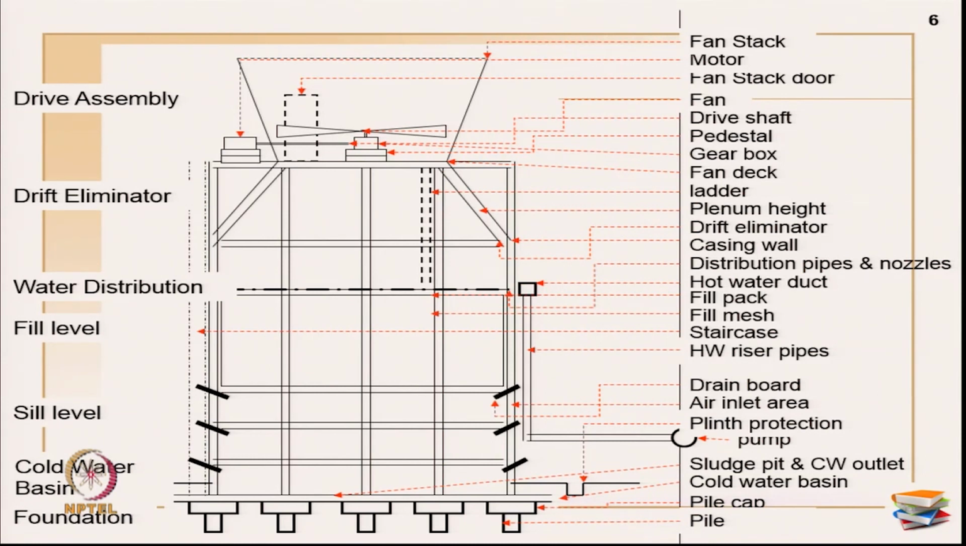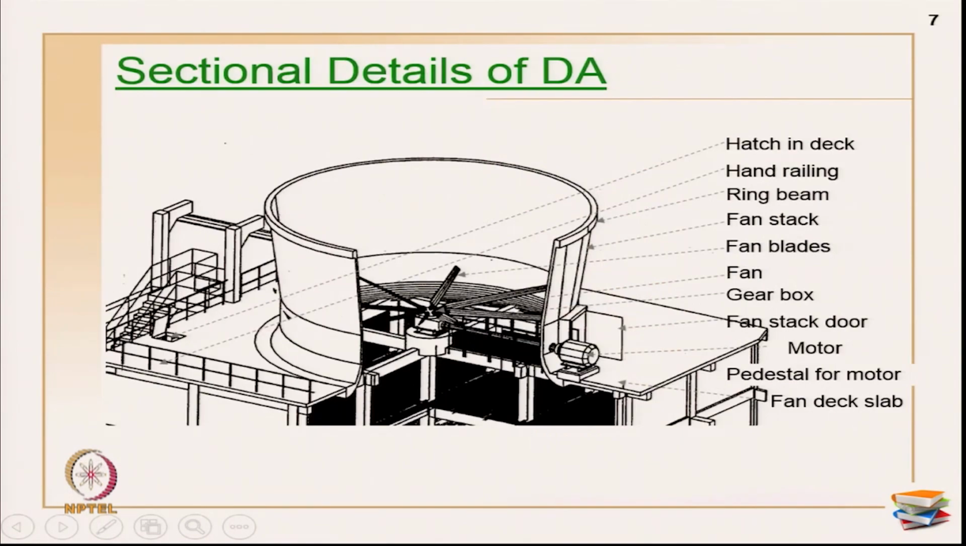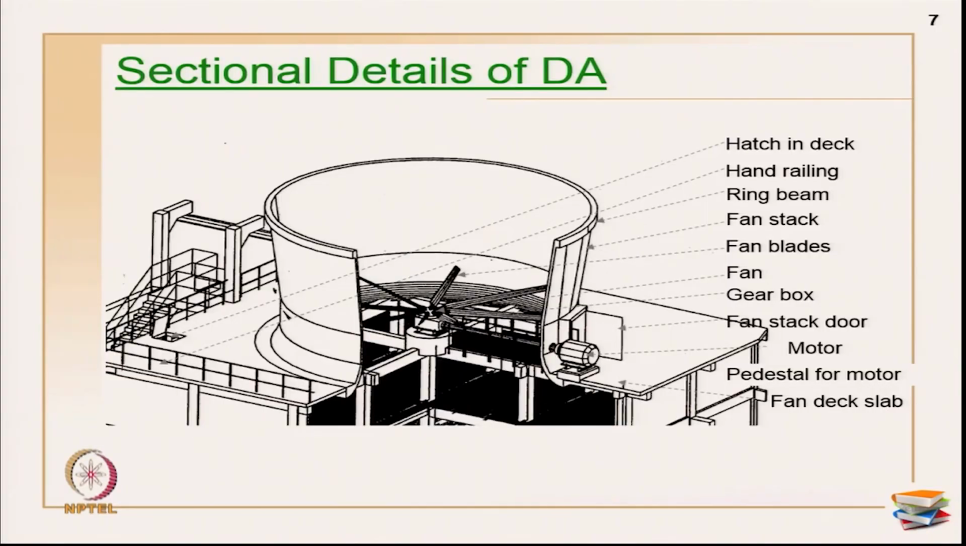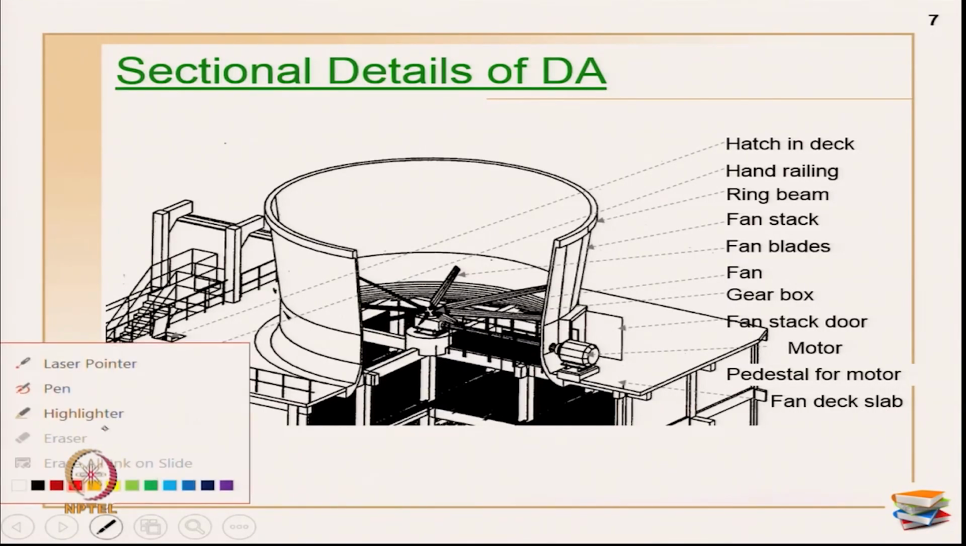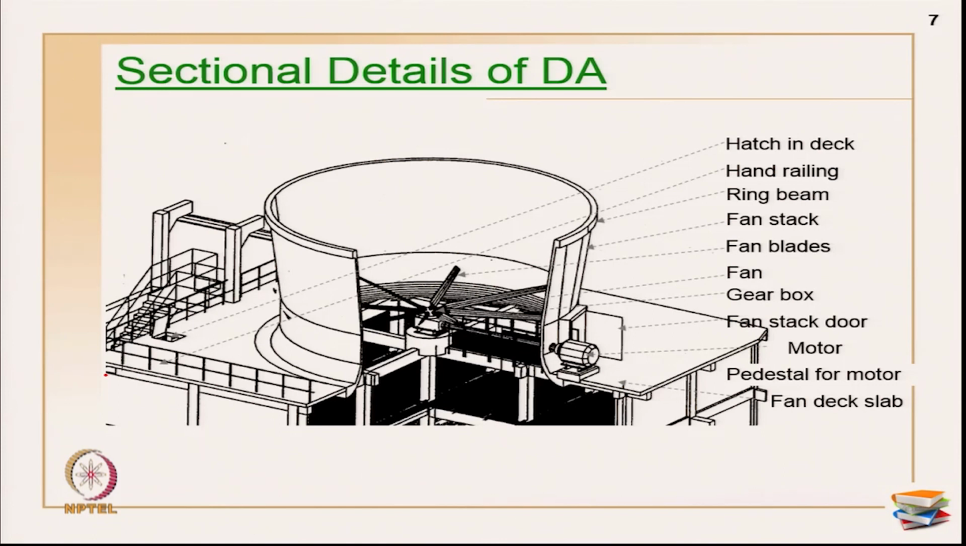Now, for this particular example in formation of a DSM, we are going to see only the drive assembly level, which is the topmost level. Okay. Here is a zoomed-in view of the drive assembly level to show the sectional details. If you see here, let me use my pen. Okay. This is primarily the hatch in the deck for all the operations to happen, and these are all the handrails as shown here.